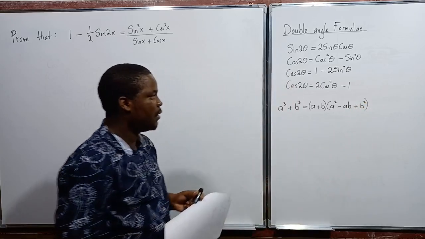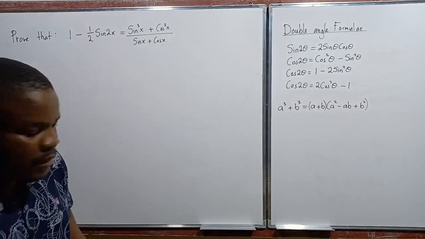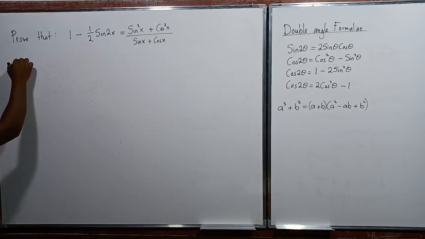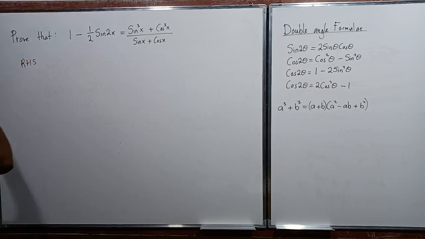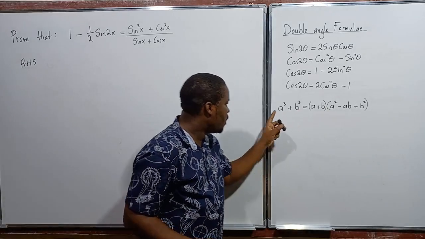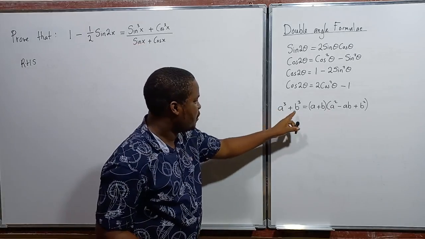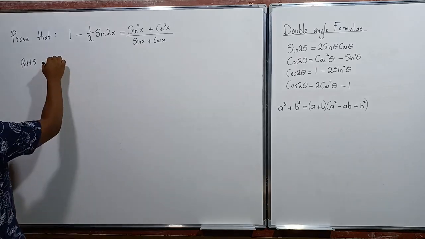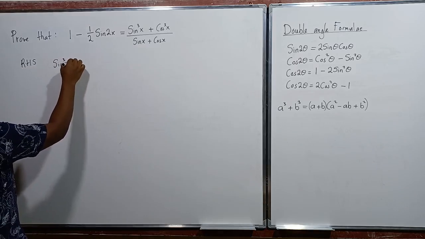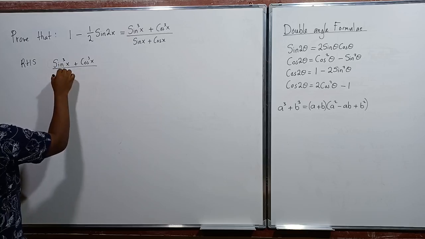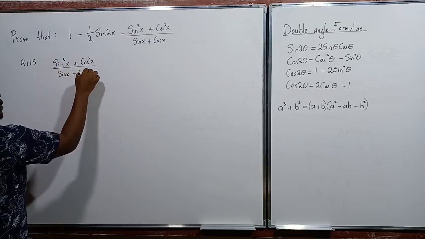So if you have two cubes adding, you can use that by manipulation. Now we want to use that for what we have on the right hand side. So we are working with the right. Applying this concept, we can clearly see that our sine is A and our cos is B, right? So the right hand side is sine cubed x plus cos cubed x divided by sine x plus cos x.